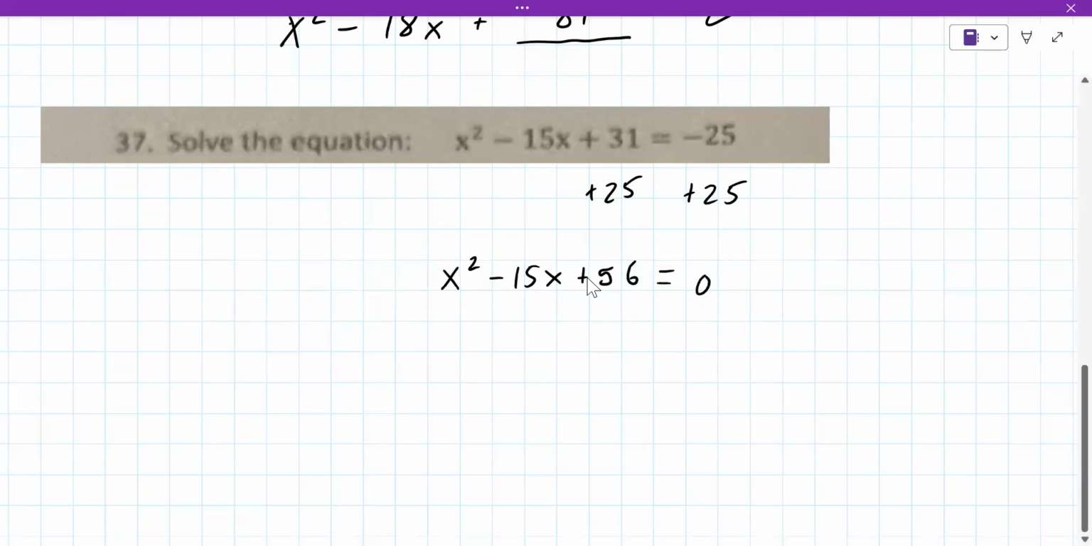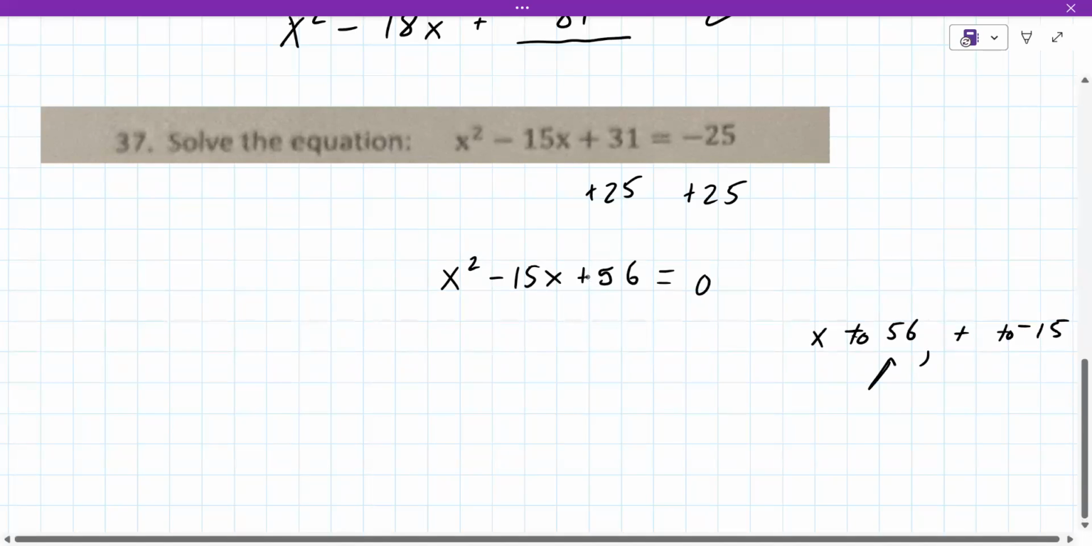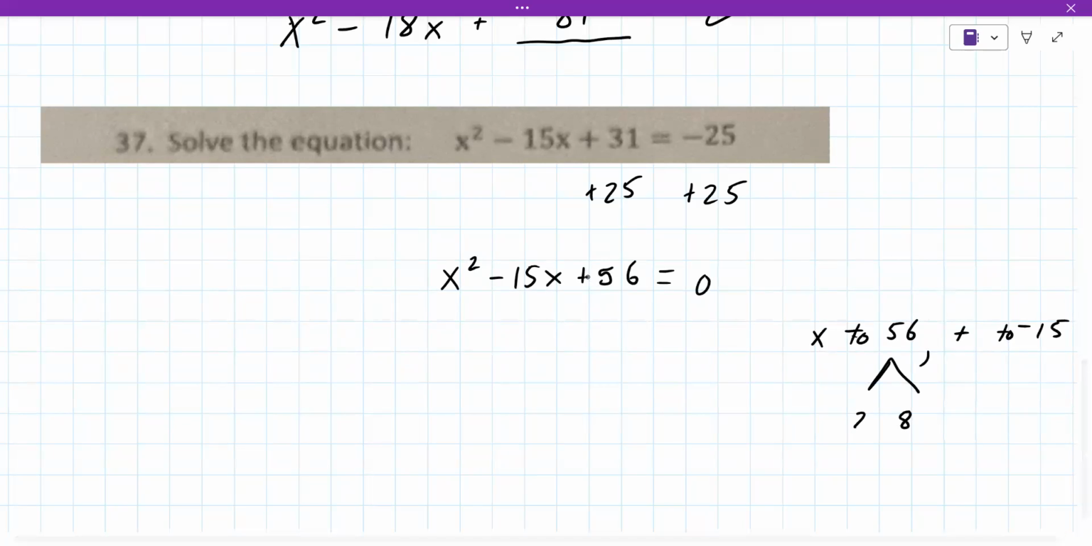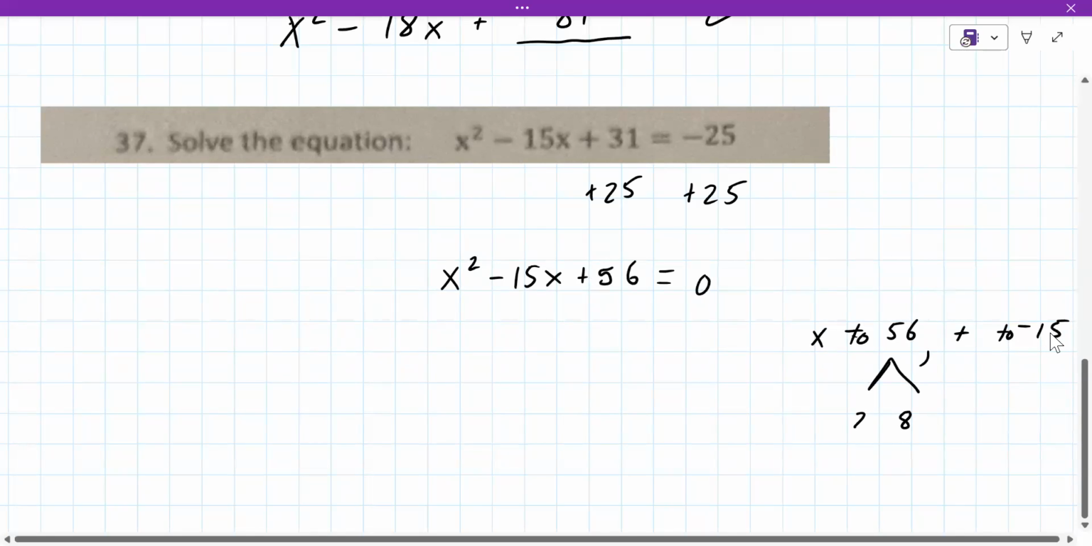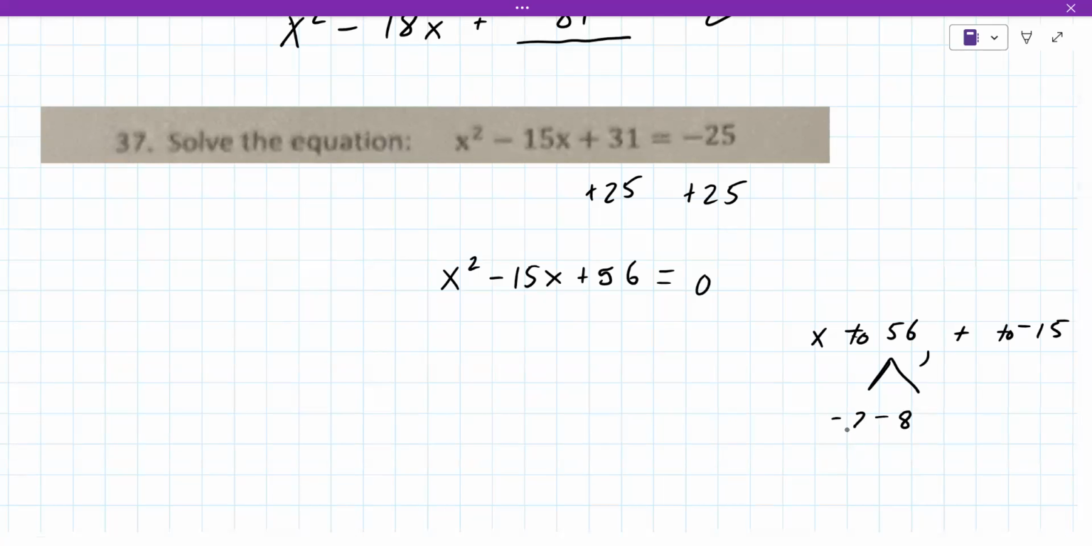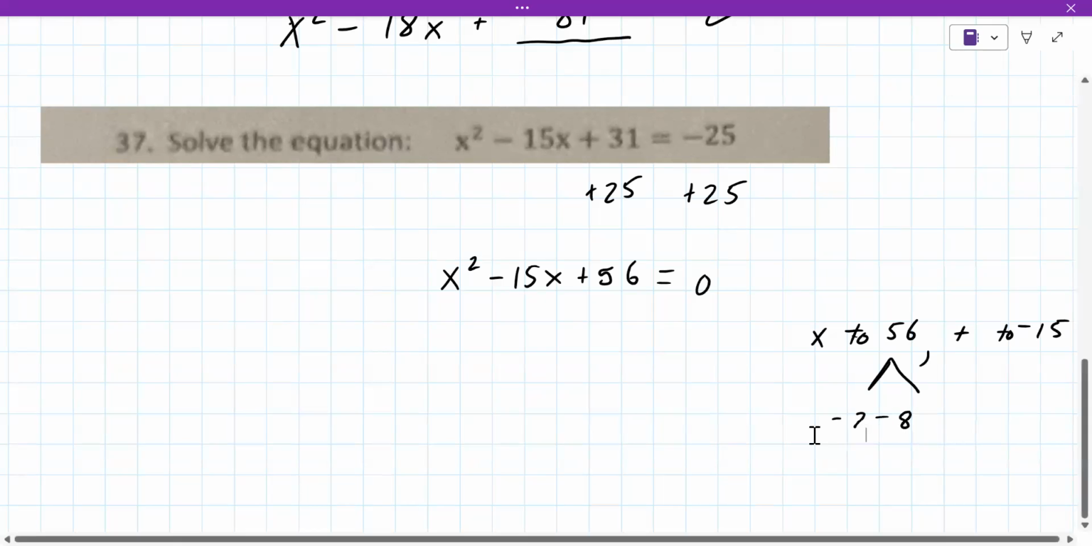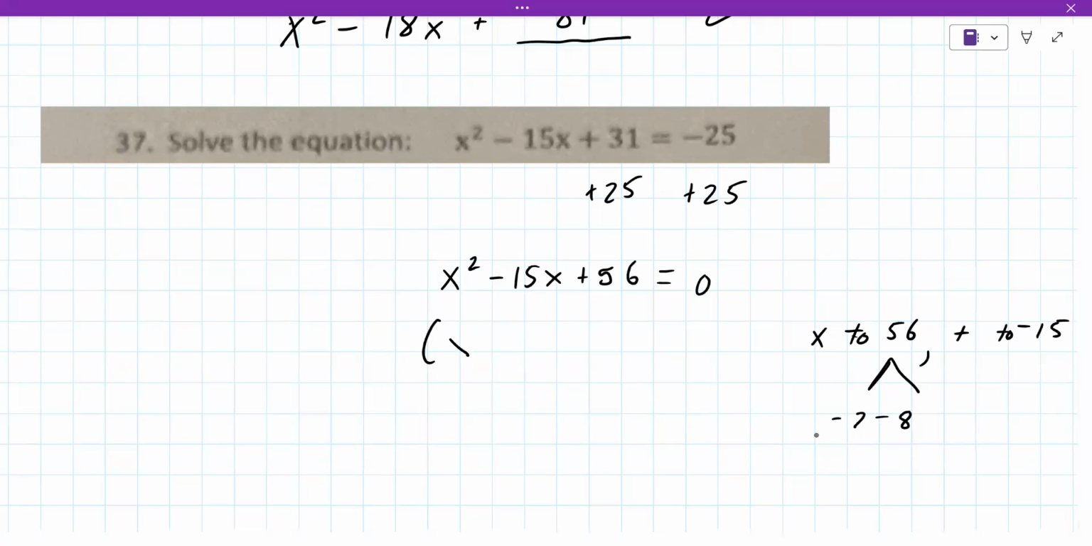That multiply to 56. So I write it this way, multiply to 56, but they also have to add to minus 15. And you're correct, 7 and 8 multiply to 56. You got it. But they do not add to minus 15, they add to positive 15. So the only way to get this to work out is for both of these to be negative: -7, -8. And that's what you write as a binomial pair.